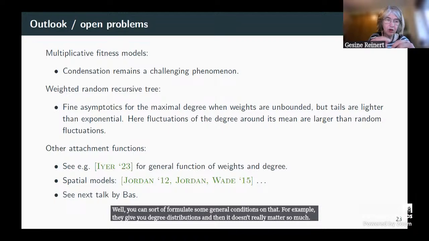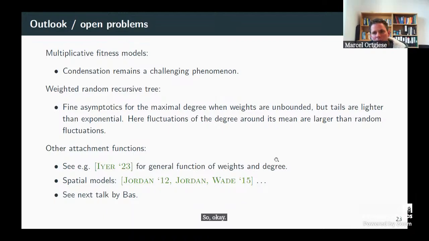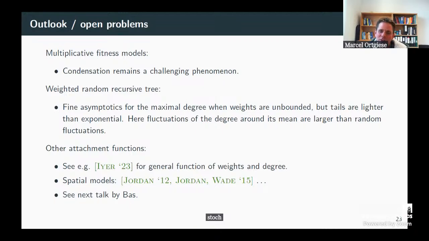I mean, that's a model which allows self-loops. Yeah, okay, for example, that's fine. Self-loops are not a problem. You can do that with stochastic analysis, with stochastic approximation techniques as well. That's fine. Yeah, that wouldn't matter.